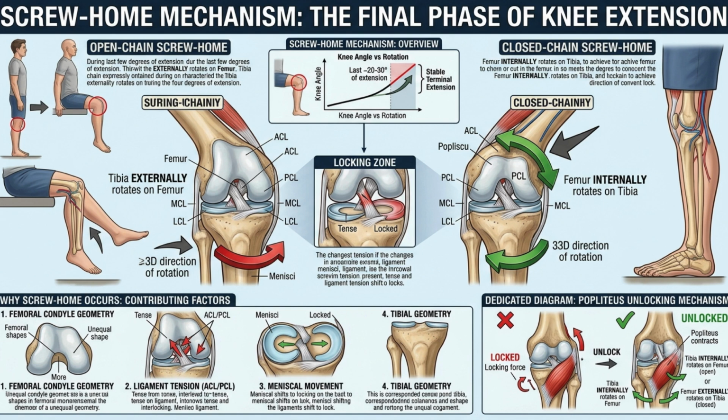Several factors contribute: the asymmetrical shape of the femoral condyles, the tension within the ligaments, movement of the menisci, and the geometry of the tibial plateau. Together, these factors create the terminal rotation that increases stability in full extension. But how does the knee get out of this locked position? The popliteus. At the beginning of the knee flexion, the popliteus helps unlock the knee. In open chain, it internally rotates the tibia. In closed chain, it contributes to internal rotation of the femur.